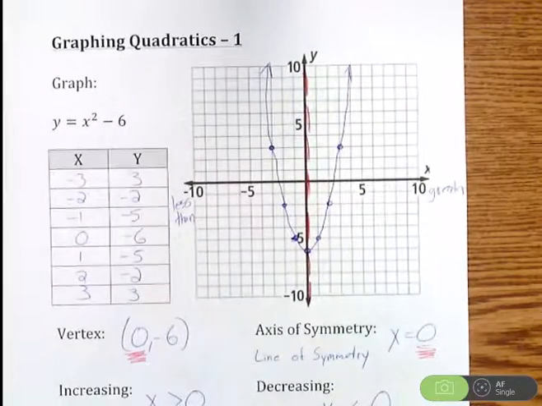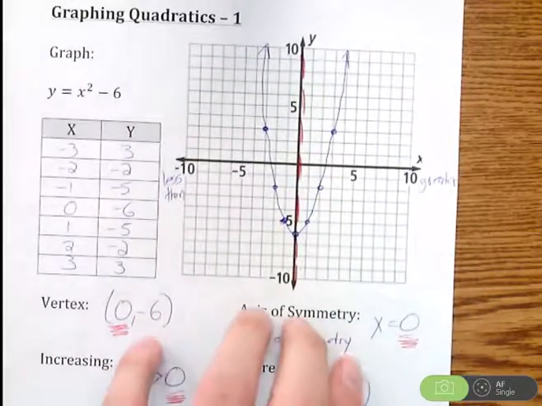So that was Graphing Quadratics 1, and I'll follow this up with another quadratics video to refine more of these ideas, because this is the difficult stuff down here.